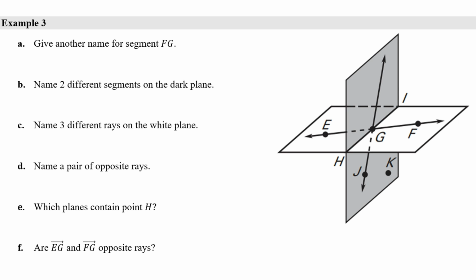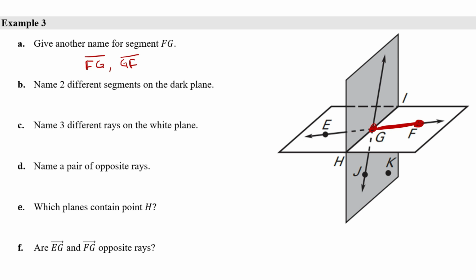Let's look at the last example here, number 3. For A, it says give another name for segment FG. Okay. So on the picture, let's look at FG here. It's talking about this piece right here. And so I'm going to actually give you two names. We can call this FG with the segment bar on top. So that's segment FG. Or because order does not matter, we can also call it segment GF.